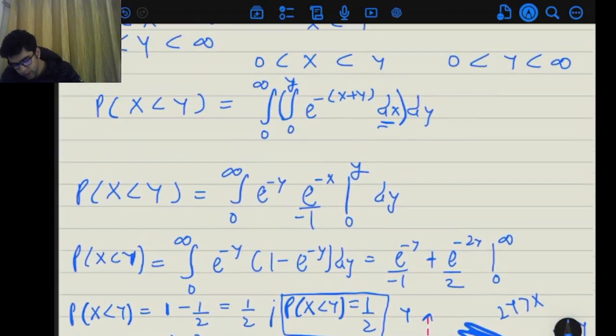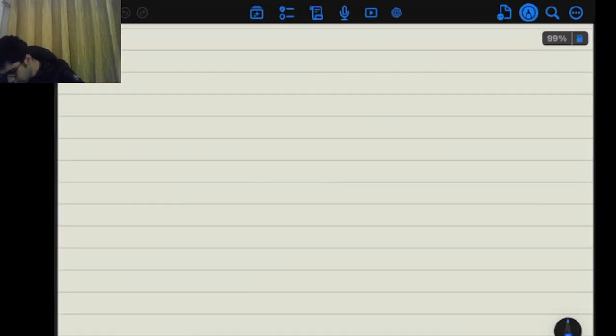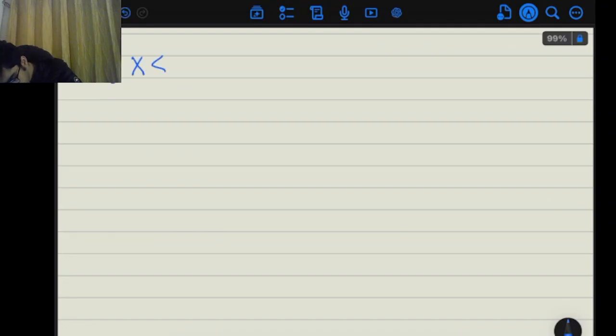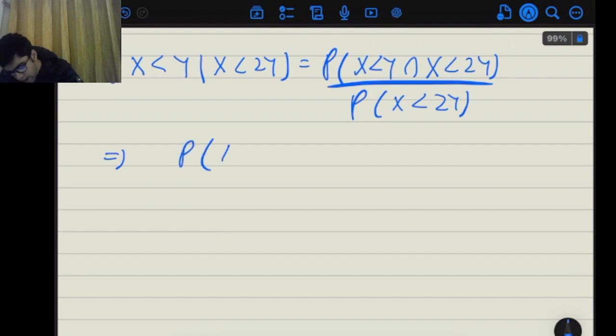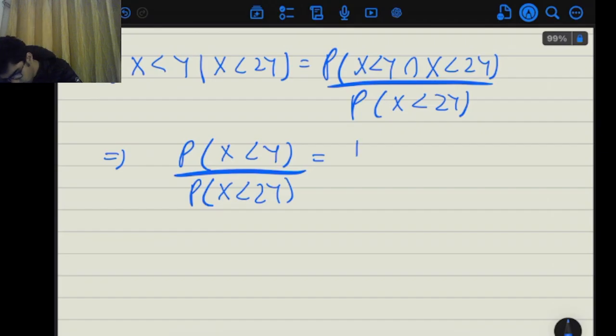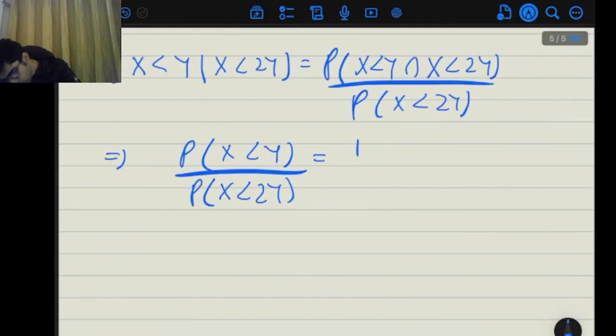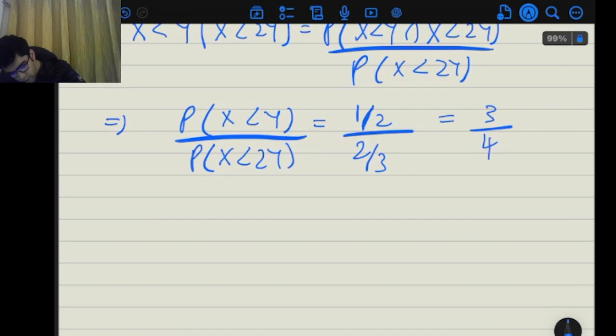So now we need to compute this, right? Finally, the probability of x less than y, conditional on x less than 2y, is the probability of x less than y intersection x less than 2y, divided by the probability of x less than 2y. This becomes the probability of x less than y, which was 1 by 2, divided by the probability of x less than 2y, which was 2 by 3. So ultimately what I have is 3 by 4. This is my final answer for the probability of x less than y, conditional on x less than 2y.